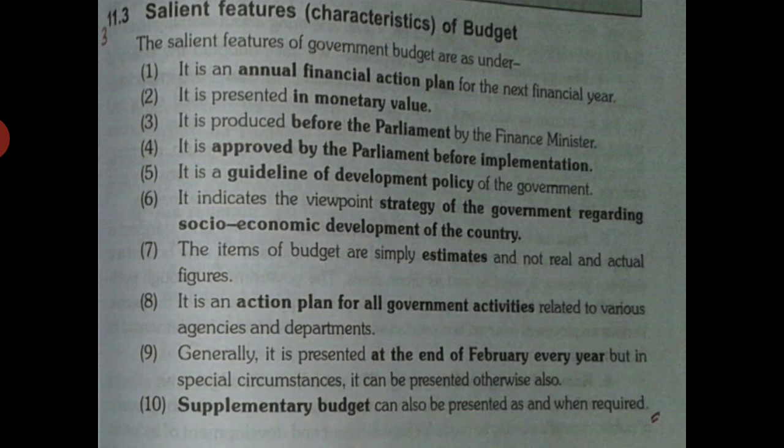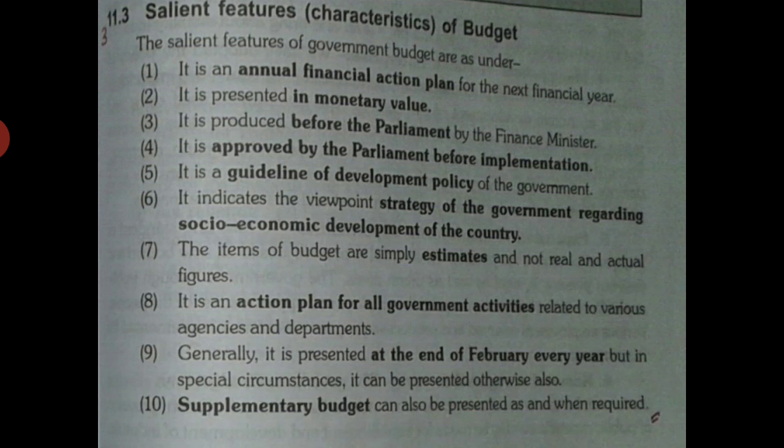When we talk about government budget, it is produced in the parliament by the finance minister, and an approval is required before its implementation, before coming into force. This is a guideline of the development policy of the government. It indicates the viewpoint, strategy of the government regarding socio-economic development of the country, how government is going to work for the social welfare, for the economic development, etc.